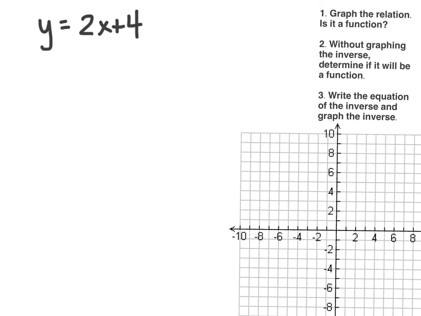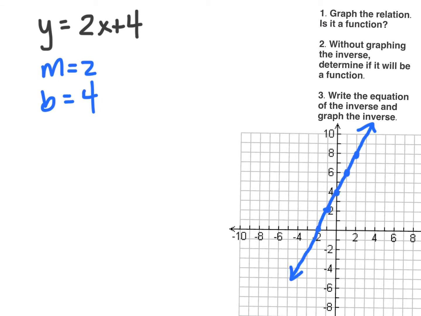All right, first let's look at y equals 2x plus 4. The first step here is we're going to graph the relation and determine if it's a function. So y equals 2x plus 4, this is just a line with a slope of 2 and a y-intercept of 4. So go ahead and graph that on your own graph. All right, so here we have this line, and we want to determine, is this relation a function? Well, to determine that, we use the vertical line test. So, yeah, it passes the vertical line test. Is it a function? Yeah.